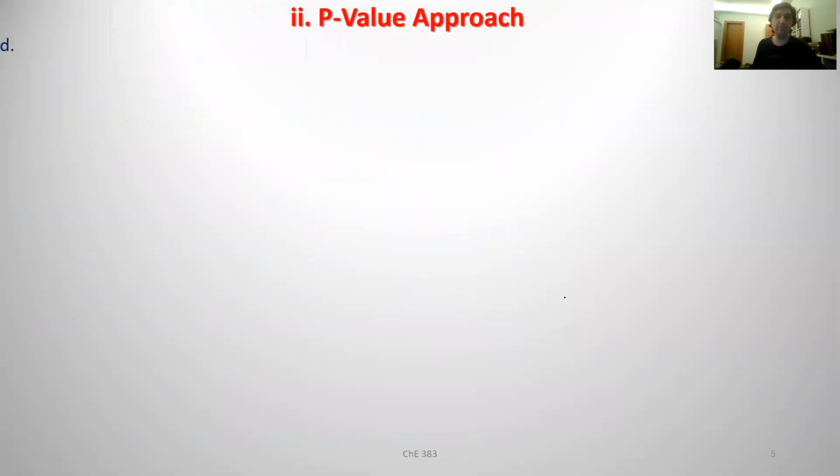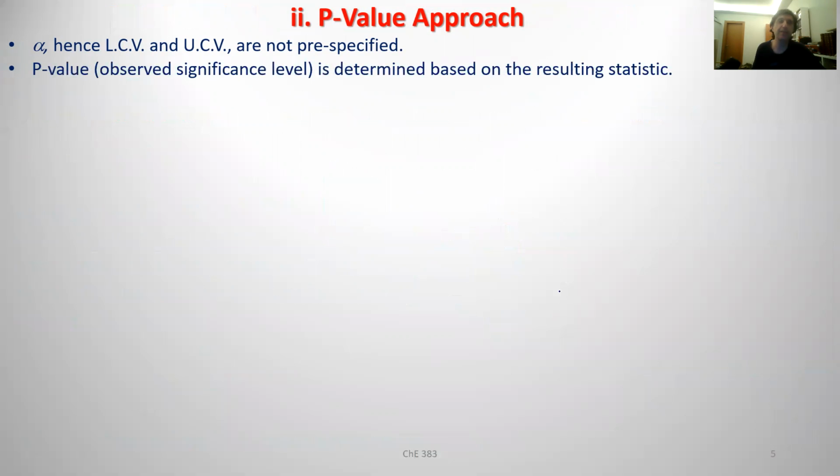Okay. Now the p-value approach is, as I said, one where the lower and upper critical values are not specified. And alpha is, by the way, also not specified. We just forget about those critical values. So you may ask, using which criteria are we going to conduct the test? Let's see. There is something called the p-value that we are going to be using here.